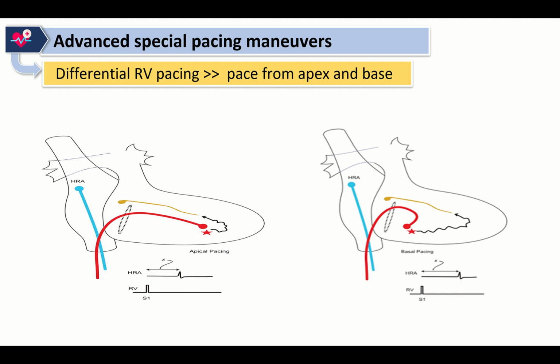Differential RV pacing. So we will put the RV catheter in the apex and start apical pacing and measure the time, the interval, the impulse needs to go retrograde from the ventricle to the atrium, stim to A. Then put the RV catheter at the base of the ventricle and start basal pacing and assess the interval stim to A and see the difference.